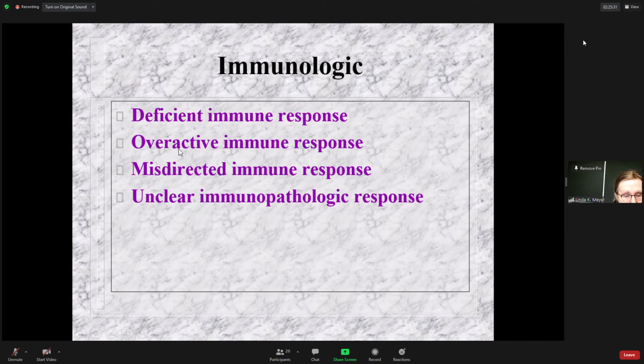We may see oral manifestations related to an overactive immune response. A good example of these are allergic reactions. Our body goes overboard against things that are actually relatively harmless, like sometimes flavorings in toothpaste or just your everyday pollen in the air.